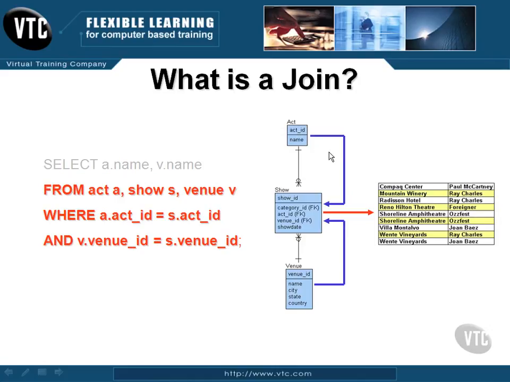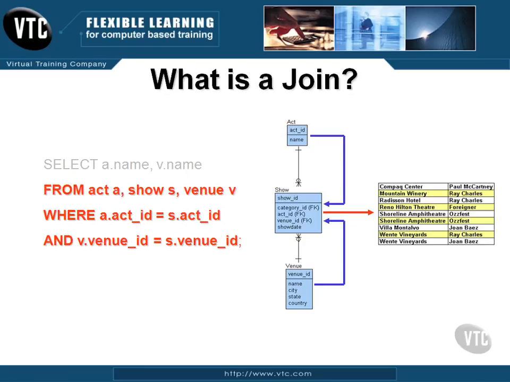What we're actually doing here is a subset of the data model used in these courses. I'm joining the ACT table, the show table, and the venue table, getting the name of the ACT and the name of the venue, and pushing them out as a report. We're joining based on the key values between the ACT and show table, the ACT ID, and the key values between the venue and the show table as well, the venue ID.